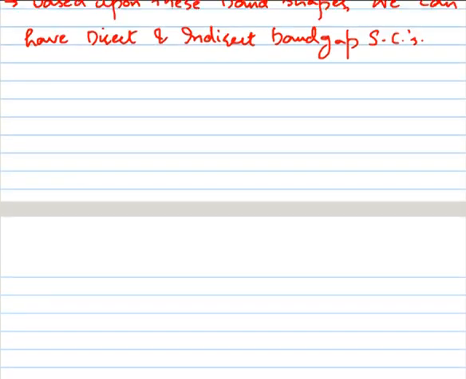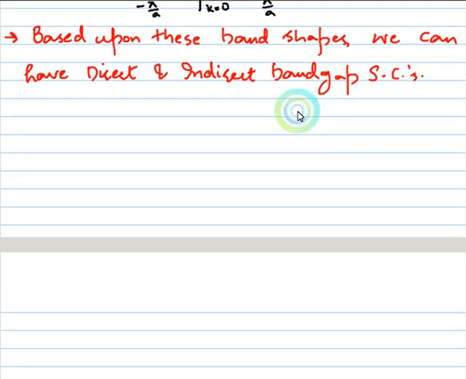When these E versus K have been visualized in various semiconductors, let this be E and this be K. So you have the lower, this is K equals 0. Let us say this is the valence band, and the top energy will be EV, right?